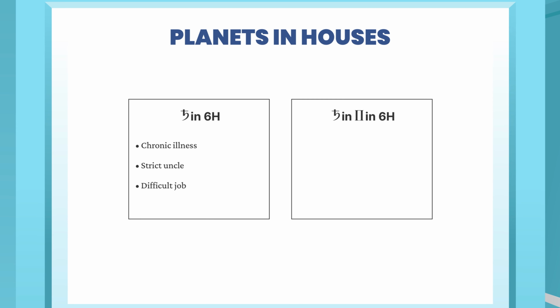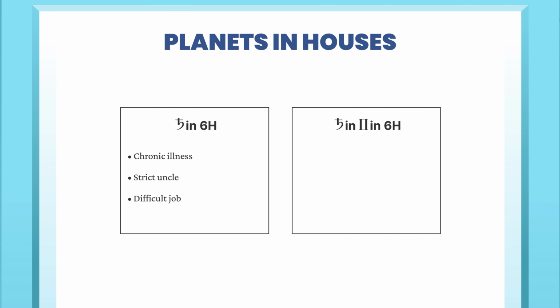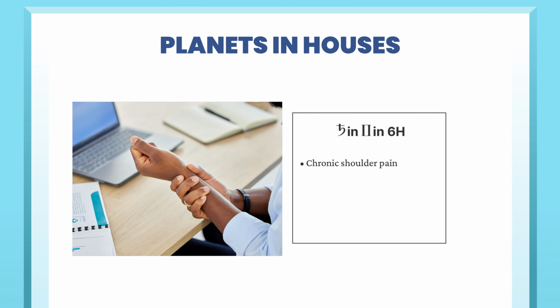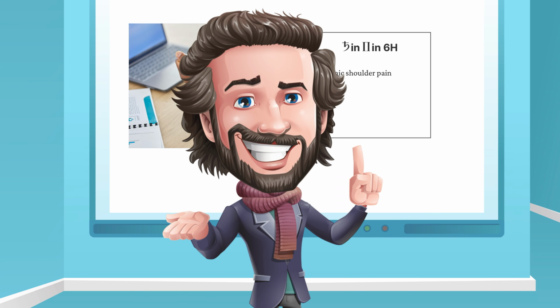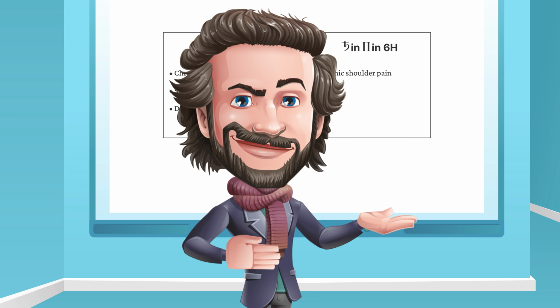Gemini rules the shoulders, arms, and hands. So, chronic shoulder pain or carpal tunnel syndrome. Brilliant. Specific and spot on. Clara, what about your strict uncle?